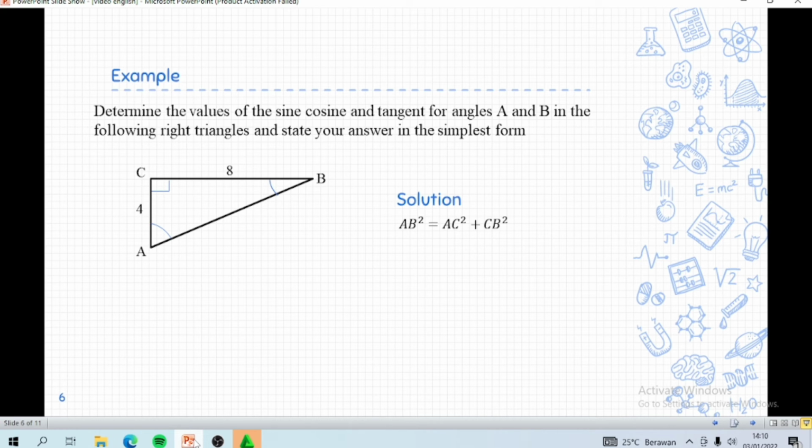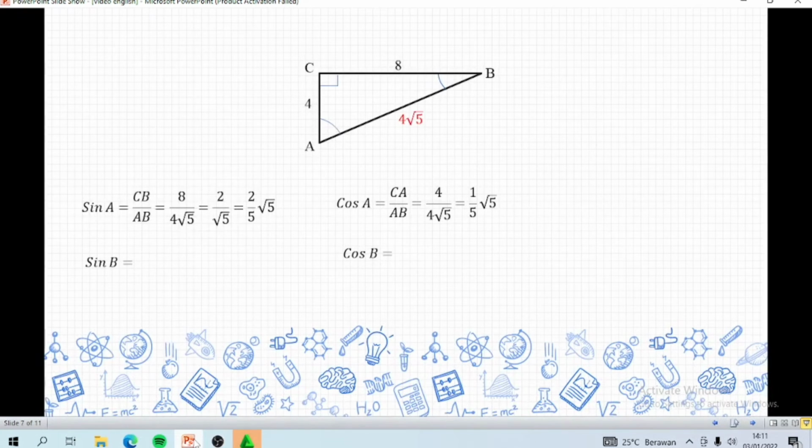AB square equals AC square plus CB square equals 4 square plus 8 square equals 16 plus 64 equals 80. AB equals square root of 80 equals 4 times square root of 5. So the answer 4 times square root of 5.